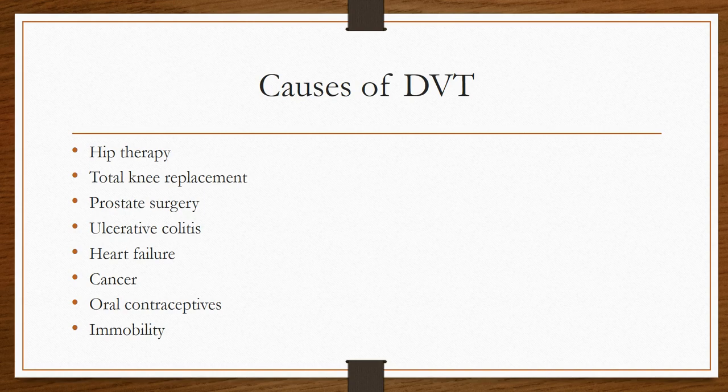Causes of a DVT are hip therapy, total knee replacements, prostate surgery, ulcerative colitis, heart failure, cancer, oral contraceptives, and immobility. Your patients will have a higher risk of DVTs based on pretty much any surgery that they've had. Their body is designed so that when you cut into them, they're going to want to clot and cause scabbing and try to make sure that the body doesn't bleed to death. That's pretty much any surgery, and because of that, things can break off and travel, and if they do, then they're going to get stuck in those very small microscopic veins. So that's where you get your DVT from.